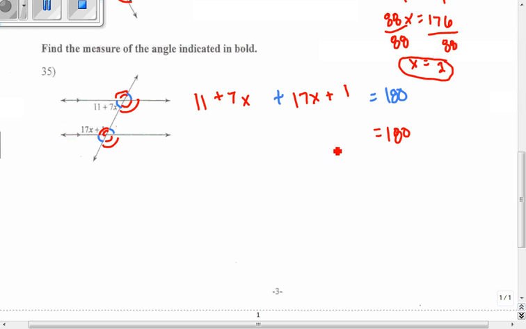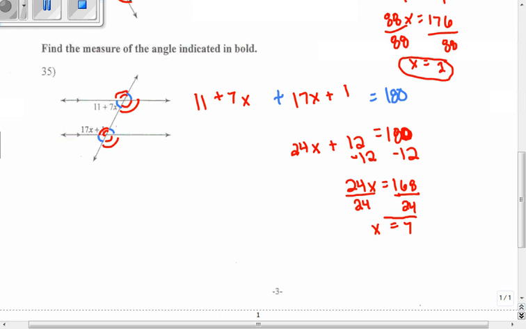Okay, what is 11 plus 1? 12. What is 17x plus 7x? 24x. If I subtract 12, I've got 24x equals 168. Now I have to divide both sides of the equation by 24. So x equals 7. Very good.